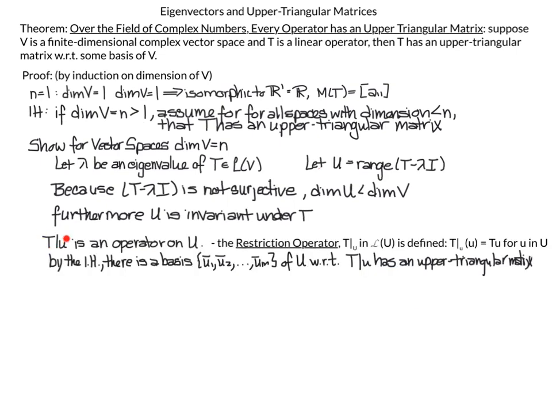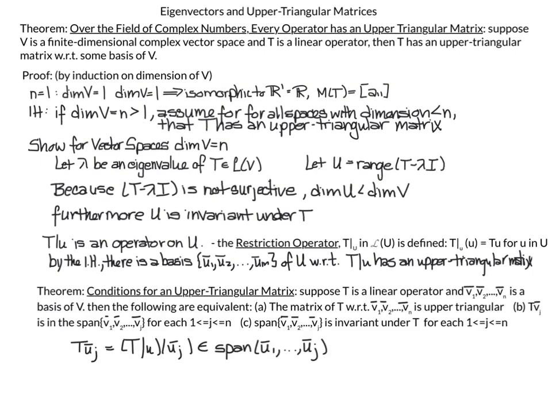We can look at T restricted to U, and this is an operator. We discussed that in our last video about operators. Now, because U has dimension less than V, by the inductive hypothesis, there's a basis u1, u2, up to um, of U with respect to which T restricted to U has an upper triangular matrix. And by our last theorem, the conditions for an upper triangular matrix, if we have an upper triangular matrix, then T of v_j is in the span of the first j vectors. So what we have then is T restricted to U of u_j is in the span of the first j vectors.